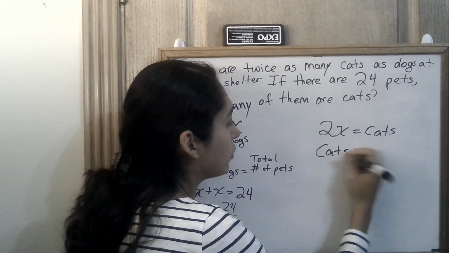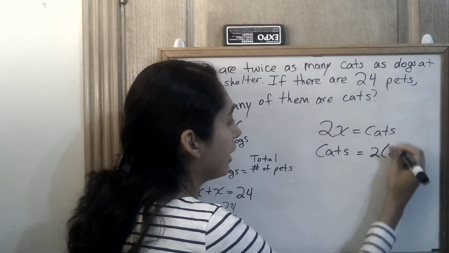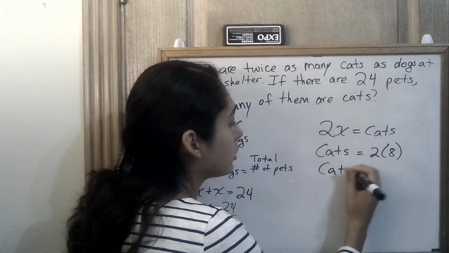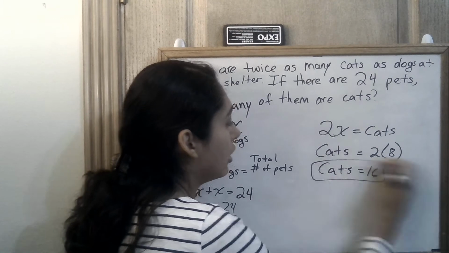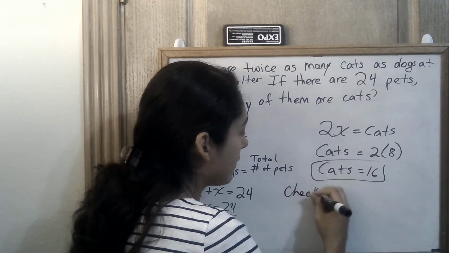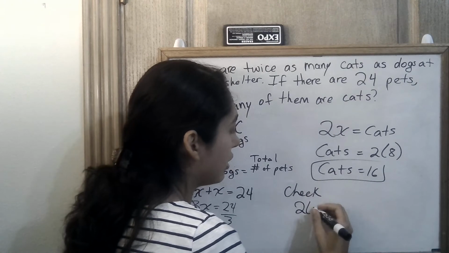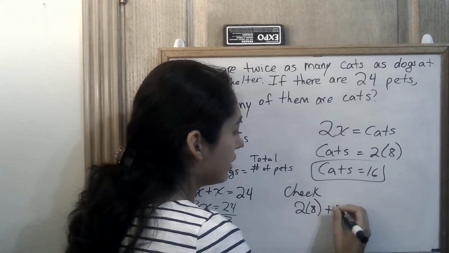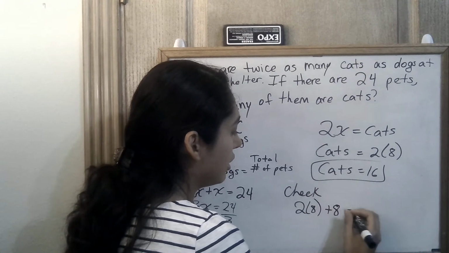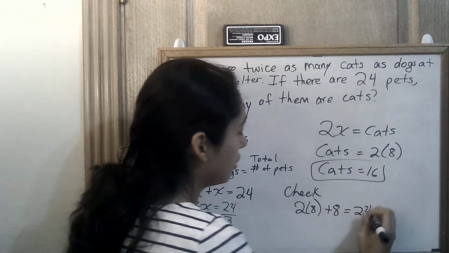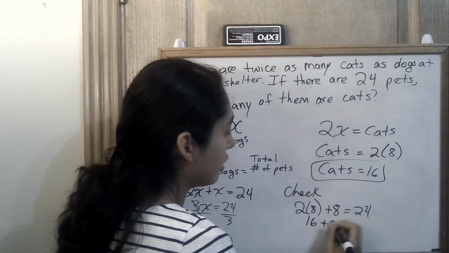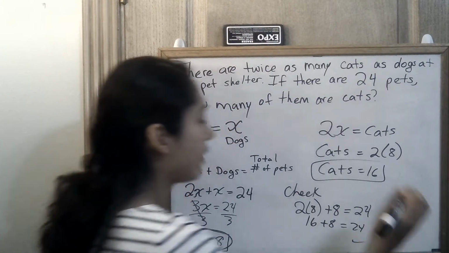Cats are equal to 2 times 8. So how many of them are cats? We have 16 cats. How do I want to double check? 2 times 8 plus 8 is equal to 24. So 16 plus 8 is indeed 24. Everything did come out right.